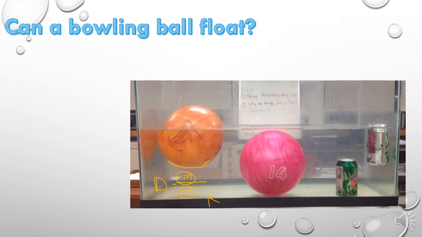A 14-pound ball, the density is equal to mass over volume. And with the 14-pound ball, the mass is greater than the volume, which means the result is greater than 1. And the ball sinks. So, why does the diet float and the regular can sink?